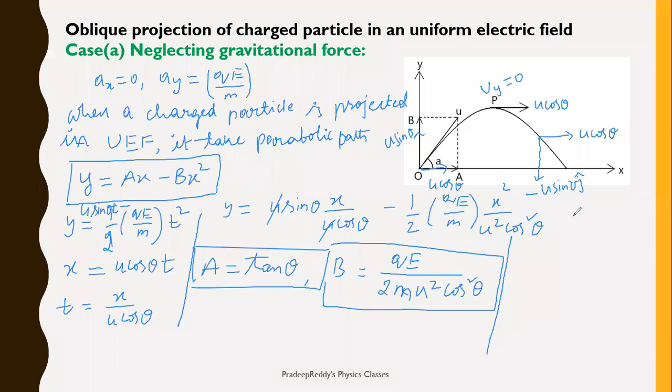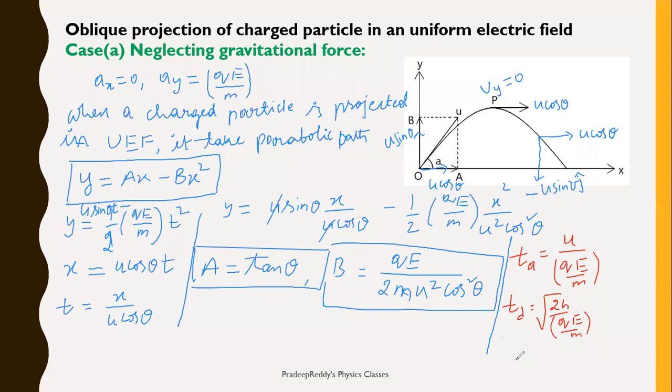Time of ascent is equal to u divided by g, where g is acceleration due to gravity, but here you should replace it with QE by m. This is time of ascent. And time of descent is equal to under root 2h divided by g, where g is replaced with QE divided by m, right?